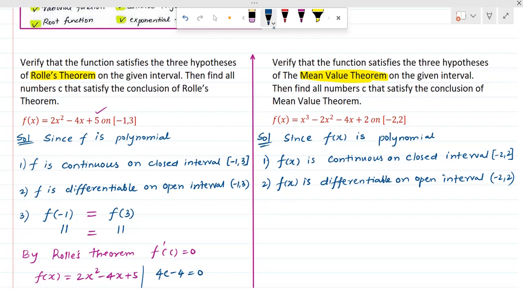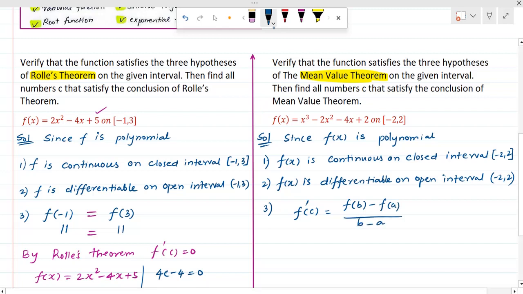And number 3 is the condition I have to prove, that f prime of c is equal to f of b minus f of a over b minus a. For that, I have to find all these values. But in Rolle's theorem, we just put it equal to 0 simply. Rolle's theorem is a particular, special case of the mean value theorem. Just put it 0. But here we have to satisfy all the things.